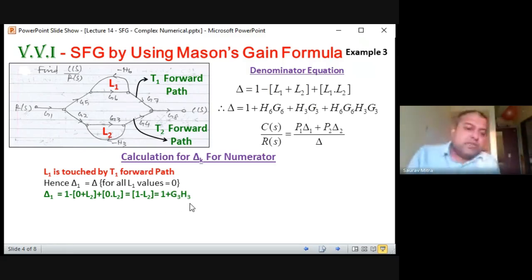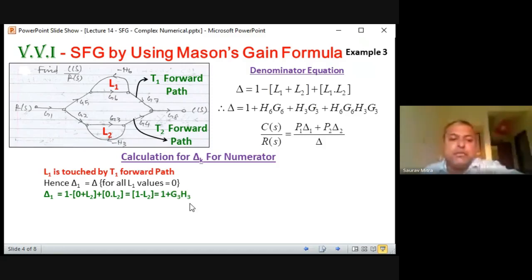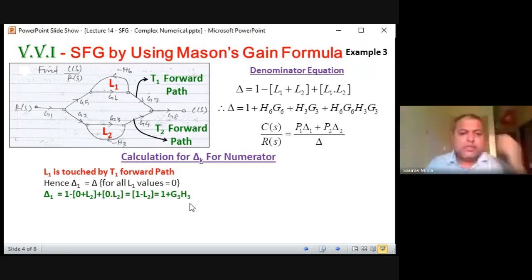So this is the simplest trick, and this was the only thing which was pending to be told. And for all coming numericals, the same trick you have to apply. First you have to see how many forward paths are there. If there are 6 forward paths, then you have to find delta k 6 times, and find which forward path is touching which loops. The delta equation you have to find first, from steps 1 2 3 4, step 5 you find the initial delta, which is the determinant, and in step 6 you are finding what is called delta k.